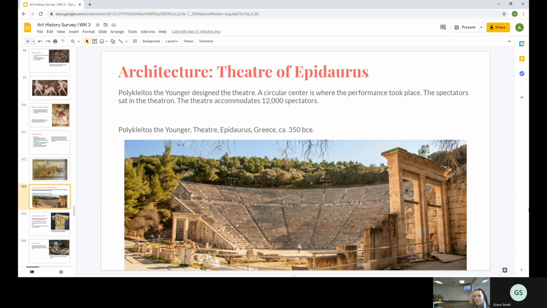We also see the introduction of architectural feats of theaters. The original theater for the Greeks was used for plays and musicals. In Rome, they create theaters for a different purpose, but in Greece, they're made for plays. And their theaters are semicircles that seated a bunch of people. This is Polyclitus the Younger's theater, possibly the nephew of Polyclitus, the canon guy.